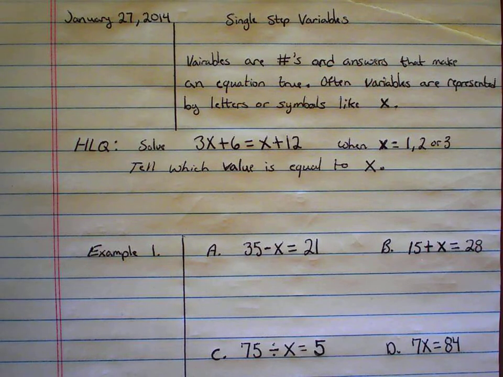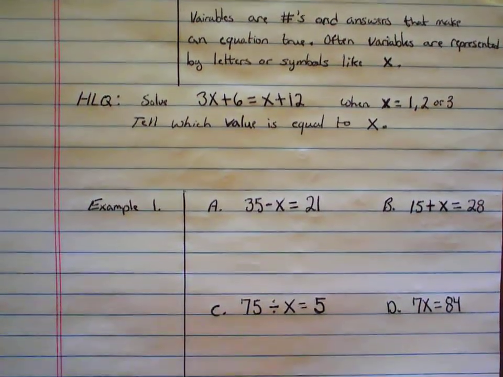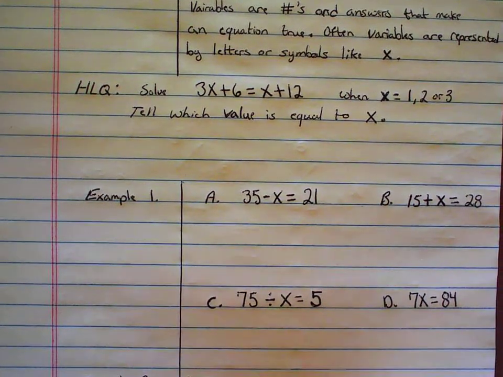Example 1, we're going to work with actual variables and how we want to solve these. Okay? So on A, we can look at this and we can possibly solve this with mental math by saying, hey, 35 minus a number gives me 21. Some of us can look at that and we can figure it out right now. We know what x is. Some of us can't. So here's what we have to do.